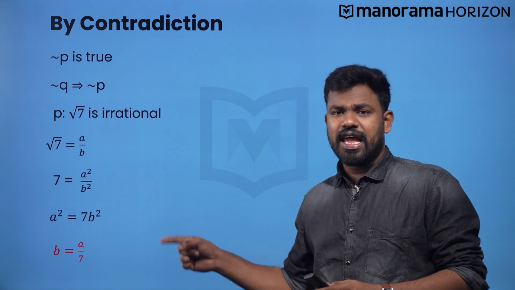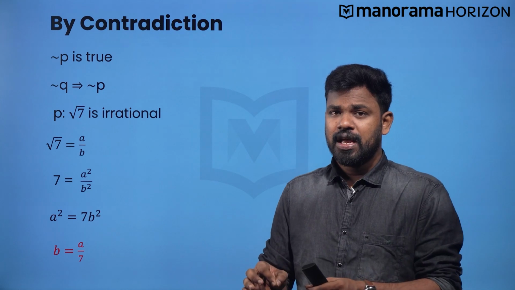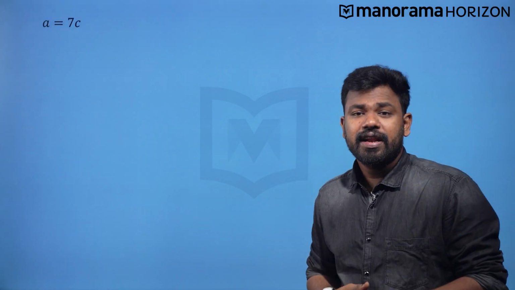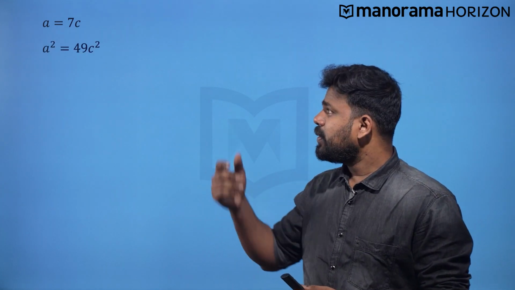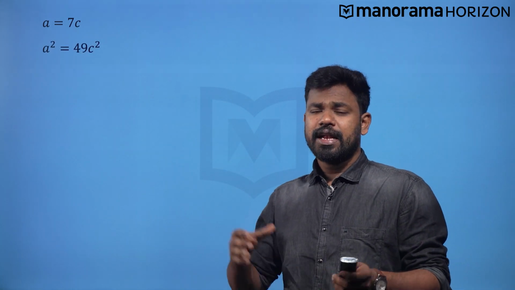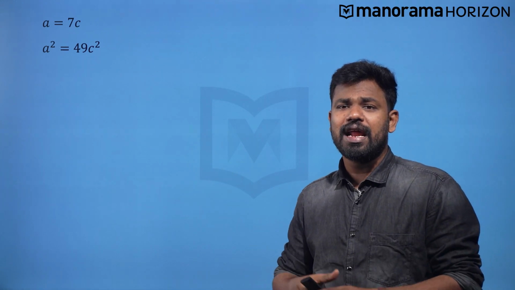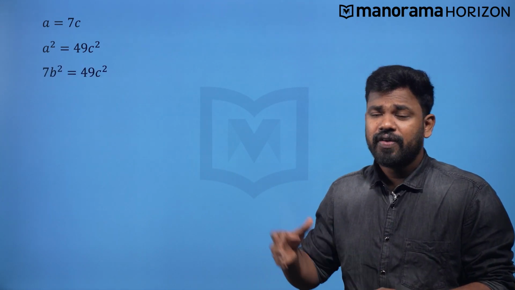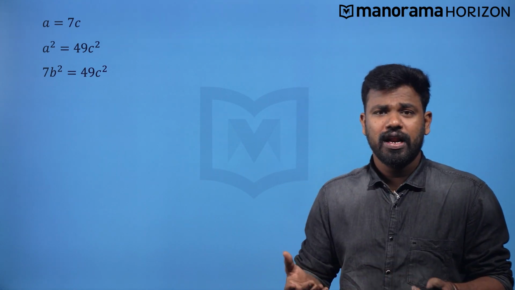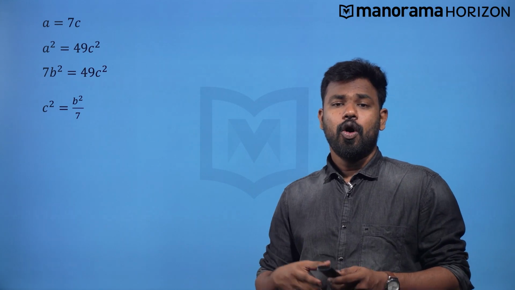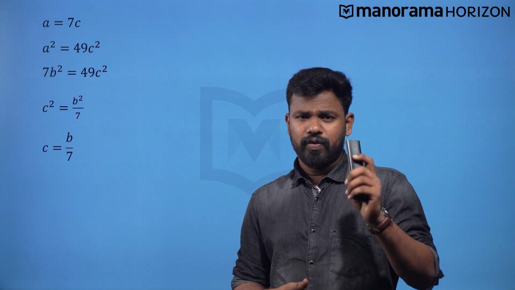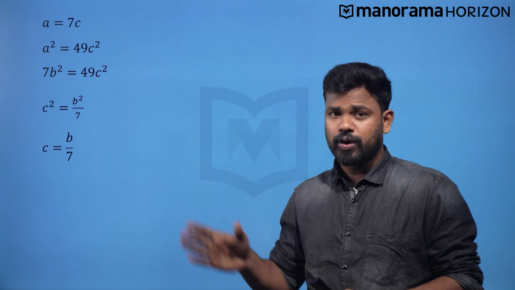Here 7 divides A, means 7 is a factor of A. Since 7 is a factor of A, we can write A is equal to 7C. So we introduce a new integer C so that A can be written as what? 7C. Now squaring both sides, we get A square is equal to 49C square. Comparing A square is equal to 7B square and A square is equal to 49C square, we get 7B square is equal to 49C square, or finally C square is equal to B square by 7, or C is equal to B by 7, which shows that 7 divides B also, right?